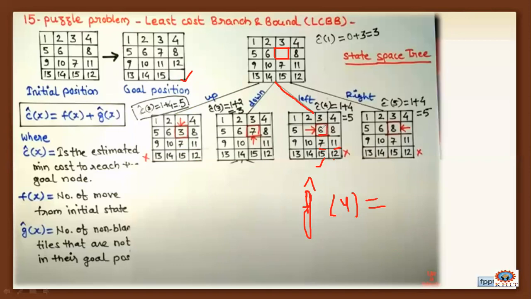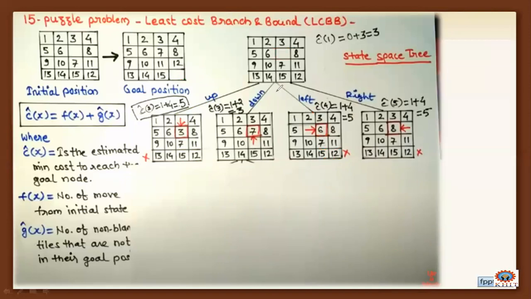Total number of changes are 1, 2, 3. And one more change is here, 12. 12 is another change. So 1, 2, 3, 4 changes are applicable. So G cap of 4 is equal to 4. So finally C cap of 4 is equal to 5. You will get the value of 5.